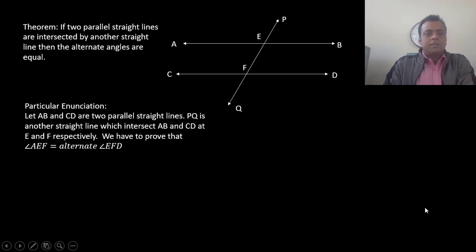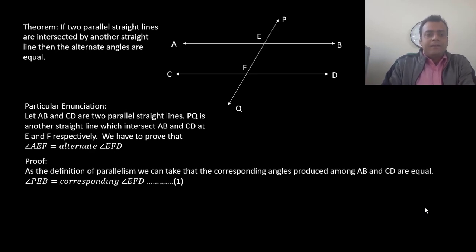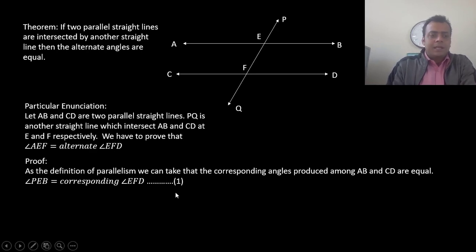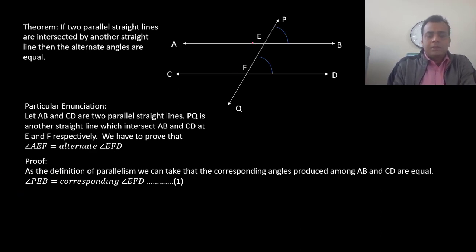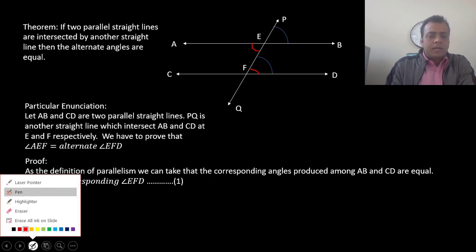So, for the particular enunciation, we can write that let AB and CD be two parallel straight lines. PQ is another straight line which intersects AB and CD at E and F respectively. We have to prove that angle AEF is equal to angle EFD. That is, angle AEF means this angle and angle EFD means this angle. We have to prove that these two angles are equal.